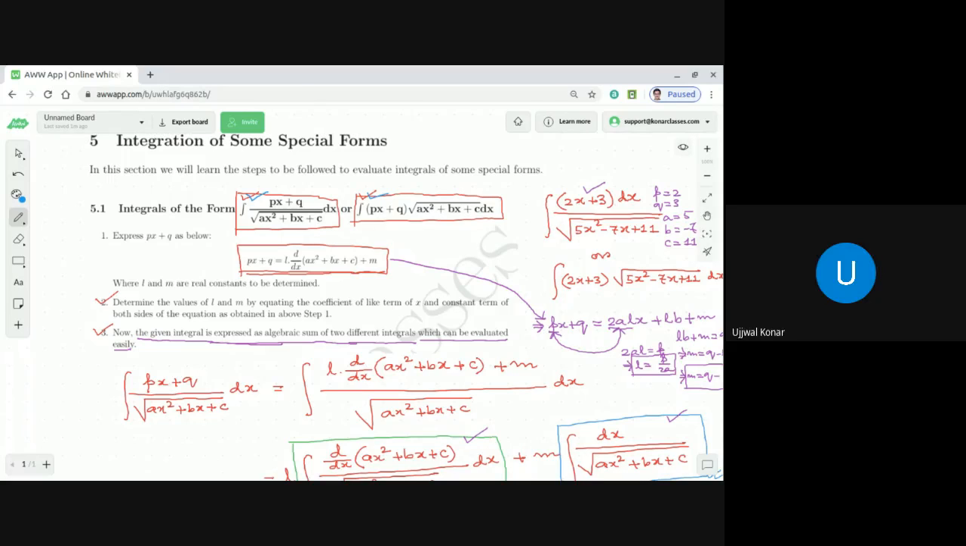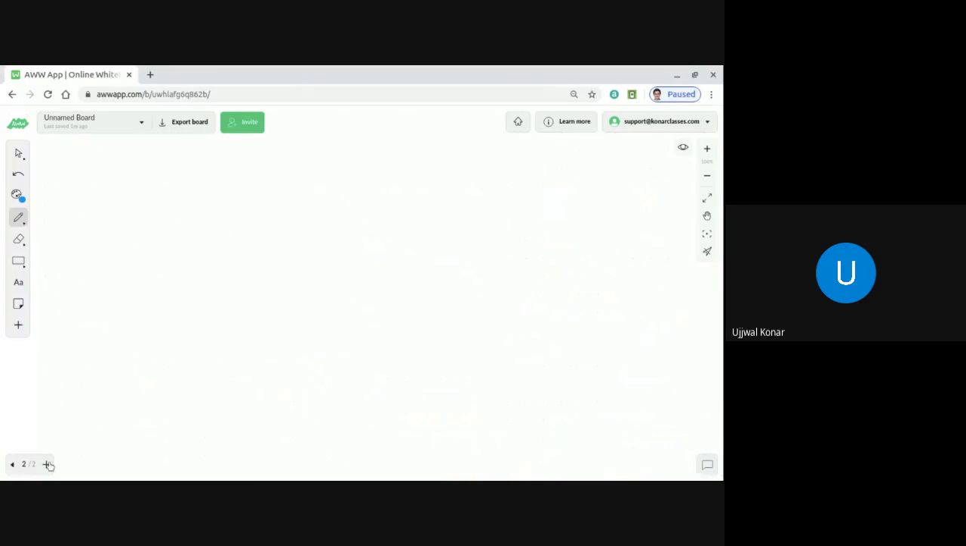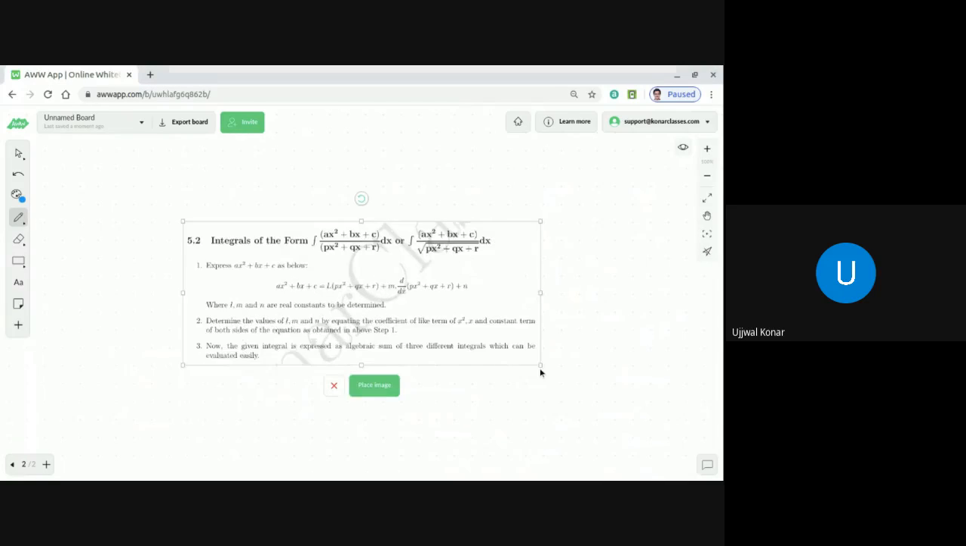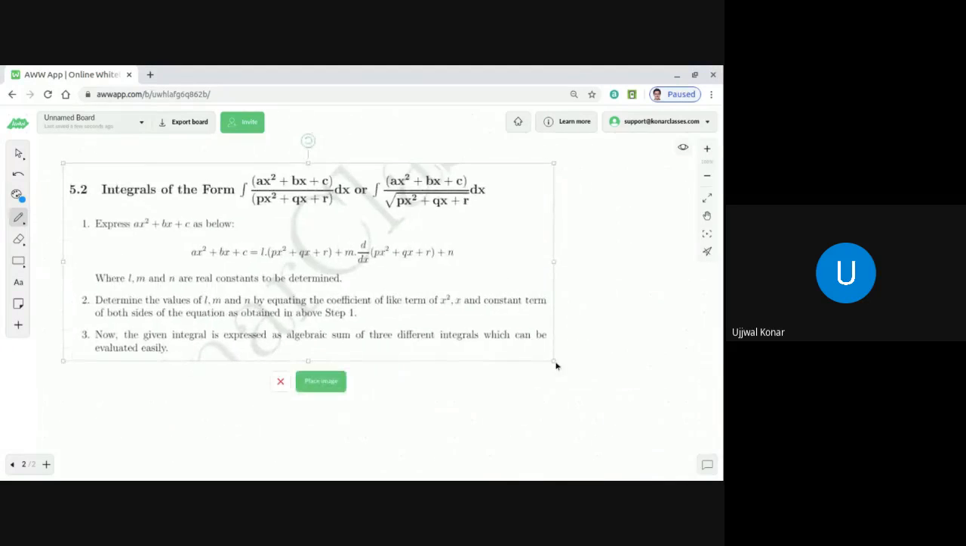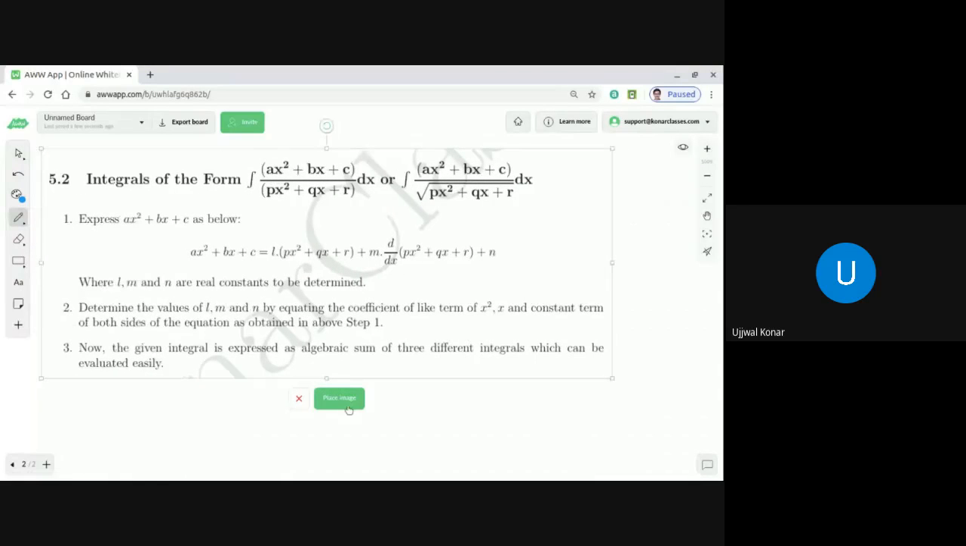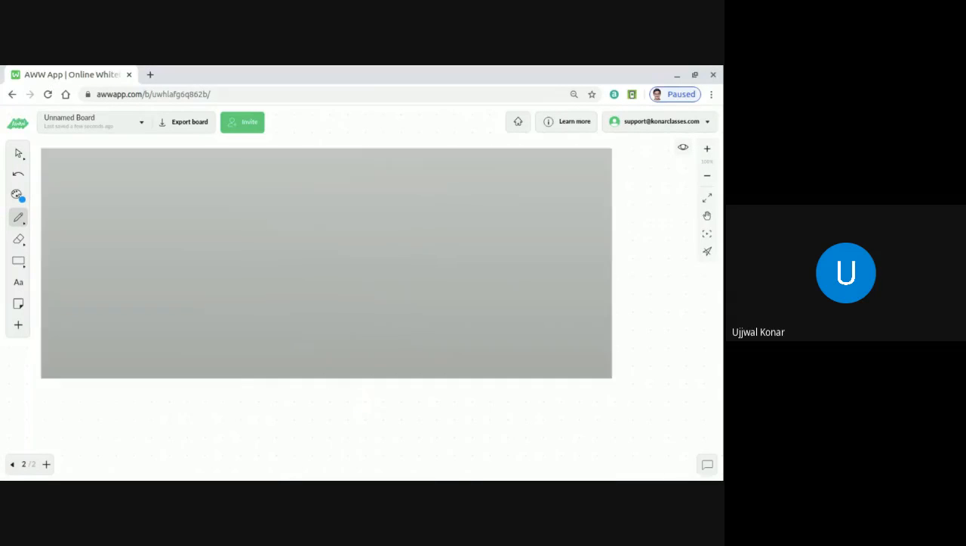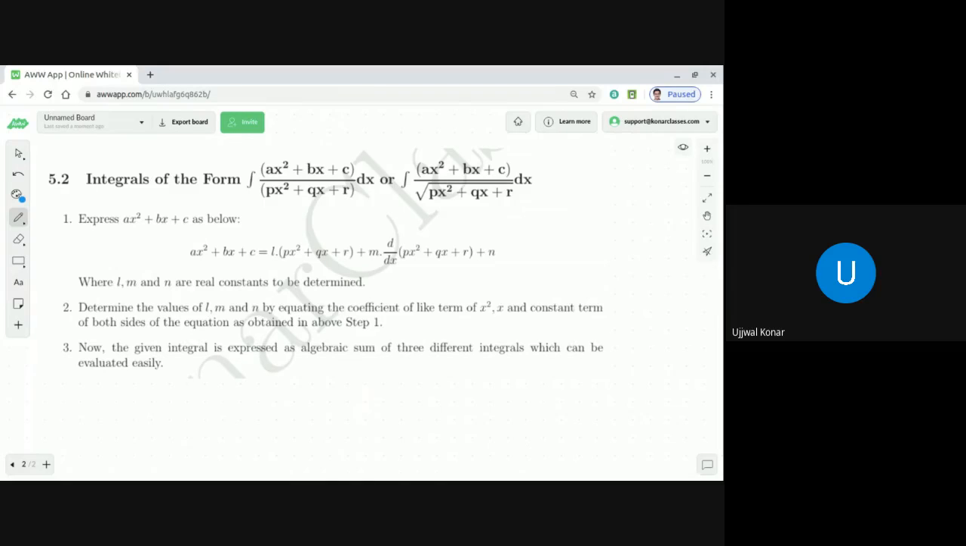sorry, let me proceed to the next step. Next form, not next step, next form. Next form is that if we find integration of this particular form, so let me show you. I hope all of you are able to view the screen, dear students.